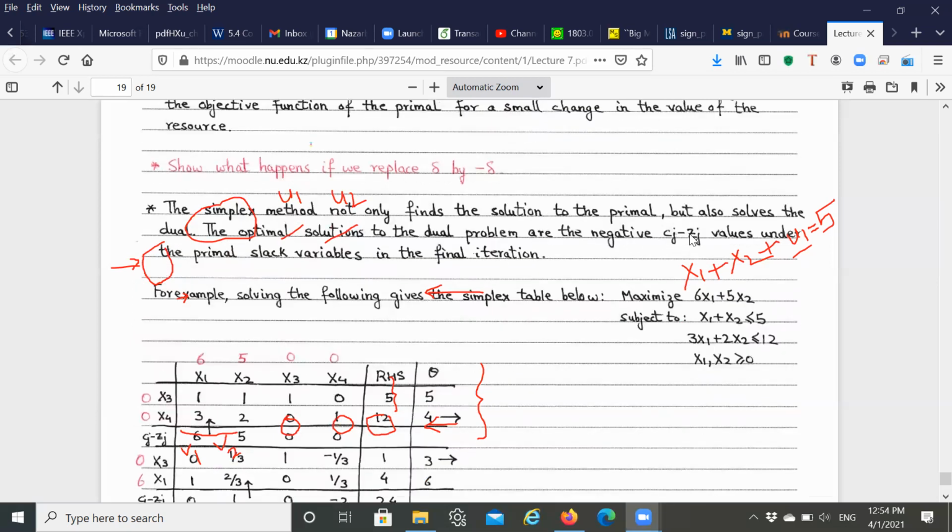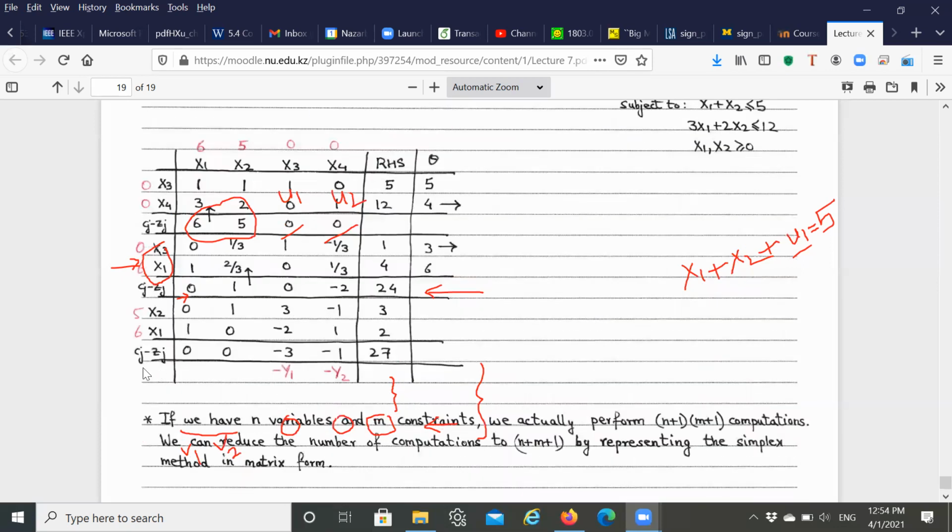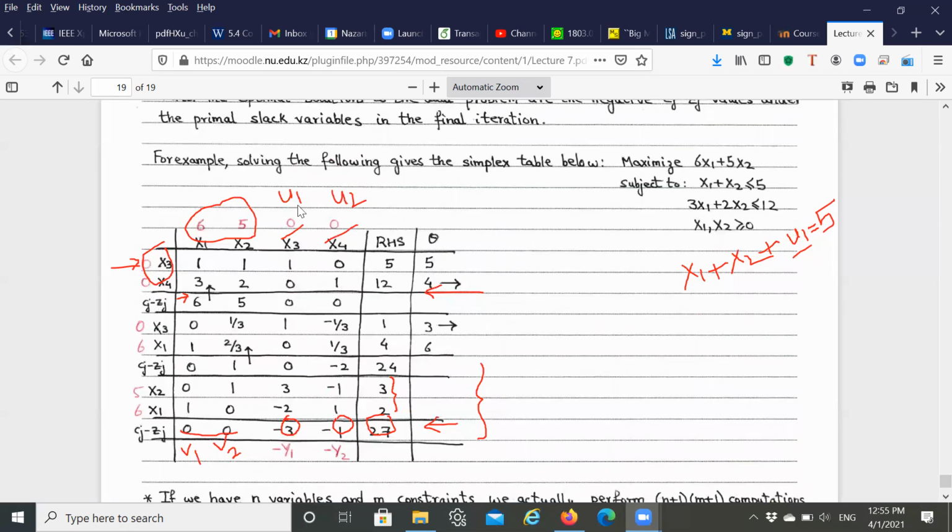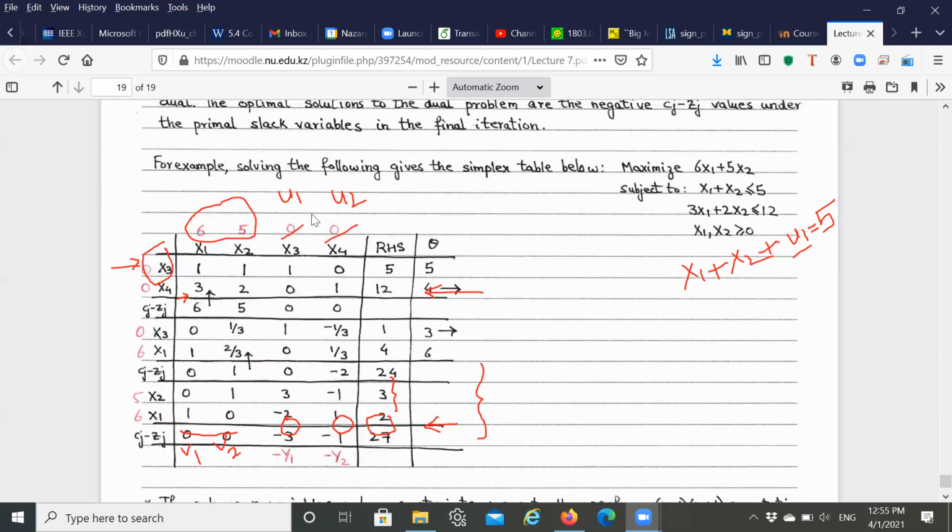The negative of Cj minus Zj. The negative of Cj minus Zj, that is minus 3, if you multiply by minus 1, it will give you 3. Minus 1 multiplied by minus 1 will give you 1. So the negative of this value would be the optimal solution for y1, y2. And these are also under my u1, u2, which were my slack variables in the primal.